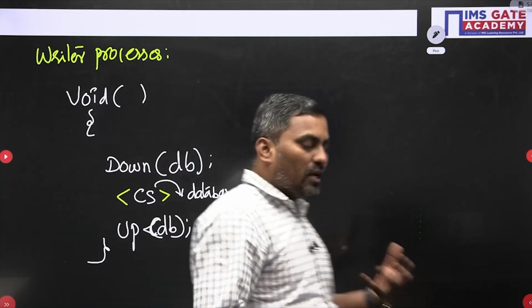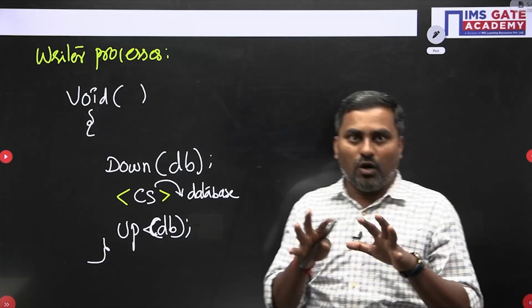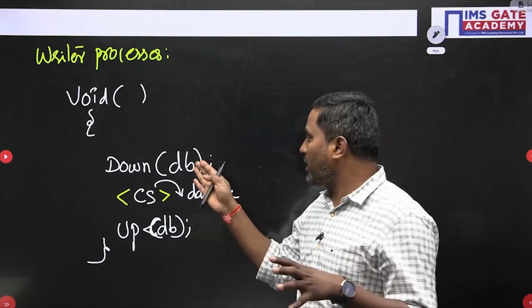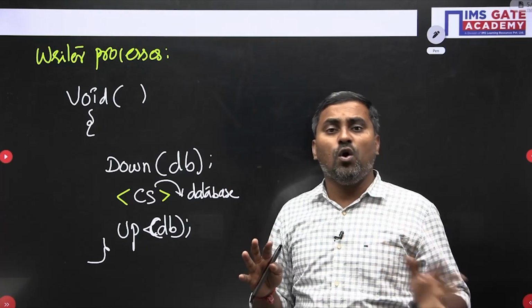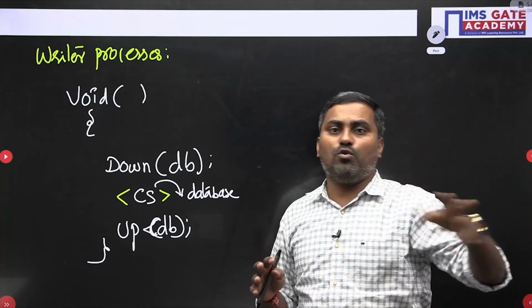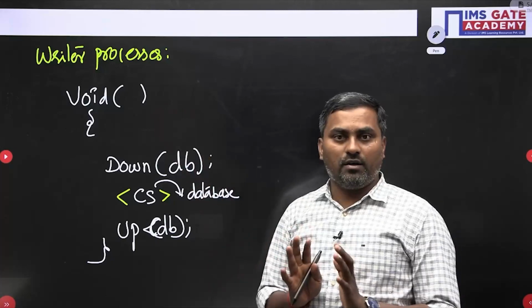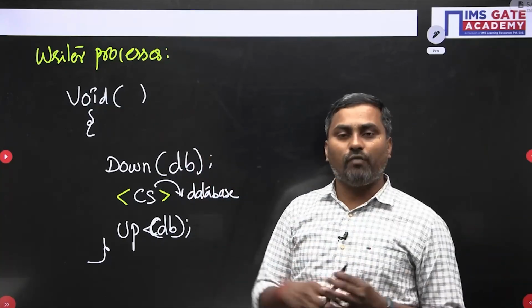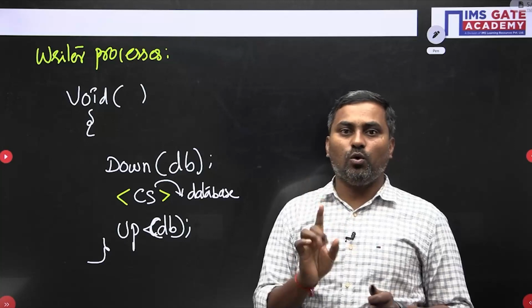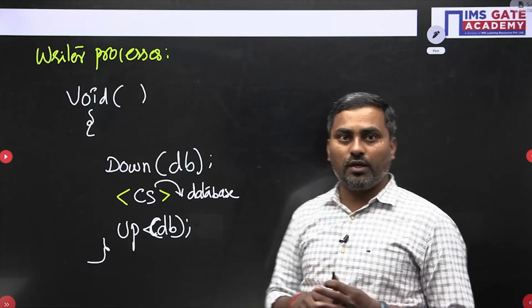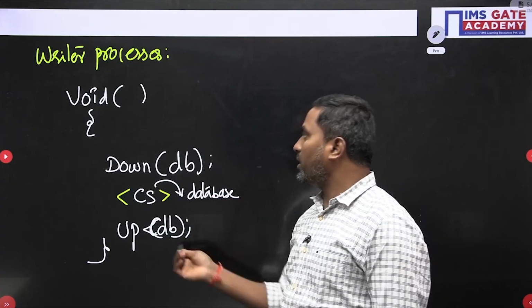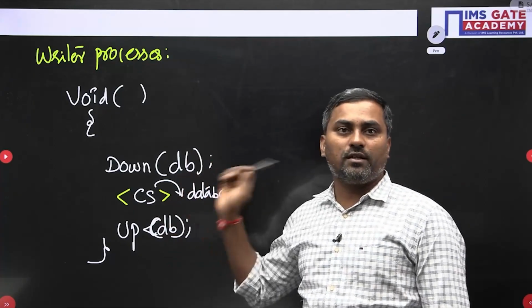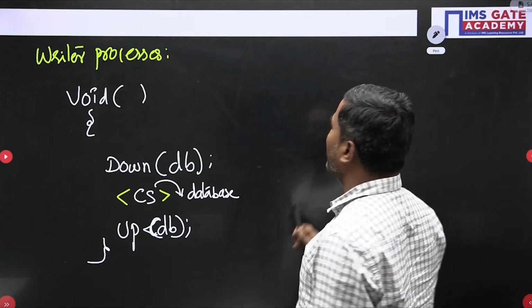Simply, the writer process has to come and down the database. Down db means what? db equal to 1, down to 0 successful means what? No other writer will come, and our reader also will not come. Once a writer enters, you should not allow other writers as well as the readers, right? That's what db is maintained for. So once your updation of the database is over, you can up the database so that other writers or readers can come. This is the code for the writer.